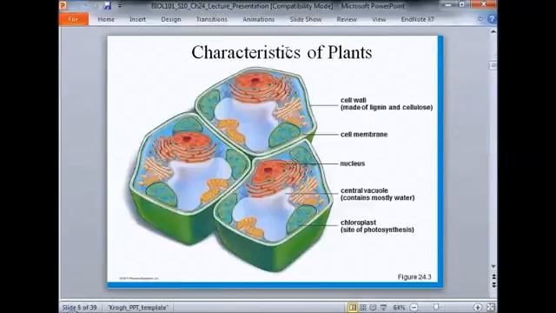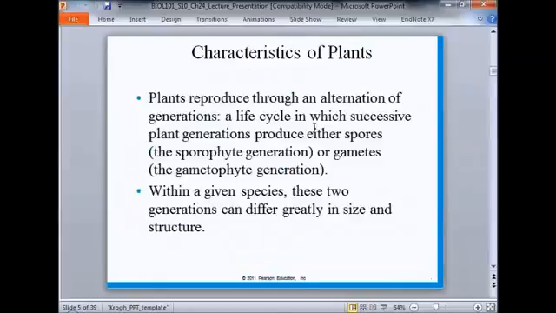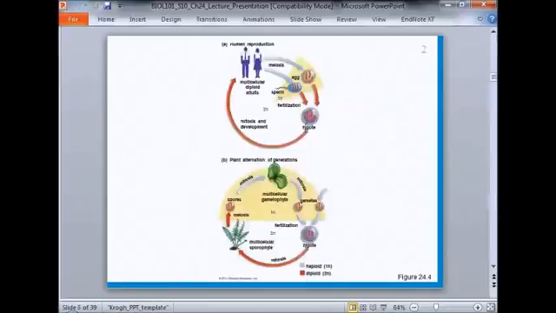So, plants have this basic cellular makeup. You can see that in your book. Plants reproduce through alternate generations, a life cycle in which successive plant generations produce either spores, or a sporophyte generation, or gametes, the gamete generation. And within a given species, these two generations can differ greatly in size and structure. And that may sound really weird to you. You may be saying, well, wait, hold on. What do you mean there's these two generations?